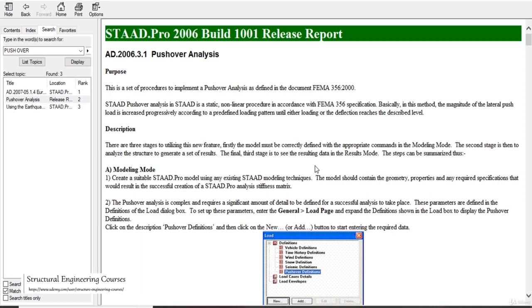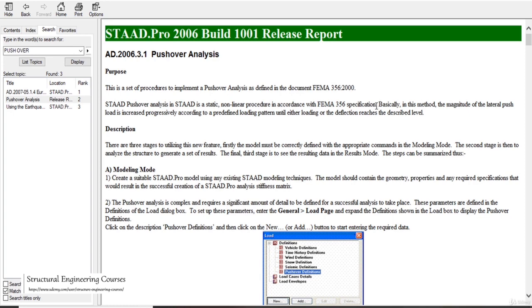So in the previous lecture we learned the basics of pushover analysis. Now in this lecture we shall again learn the basics of pushover analysis, specifically for the STAAD.Pro software. If you open the help manual and search for the pushover term, it explains that the purpose of pushover analysis is a set of procedures to implement a pushover analysis as defined in the document FEMA 356, released in the year 2000. And as discussed, it is a static non-linear procedure in accordance with FEMA 356 specifications.